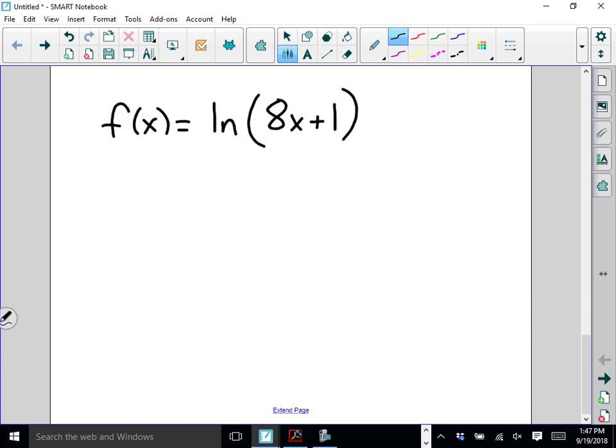So now I have f of x equals the natural log of 8x plus 1. What I want to think about here is, what's my inner function, what's my outer function? So go ahead and take a guess. What's the inner function? My inner function is 8x plus 1. What's my outer function? The natural log of x.